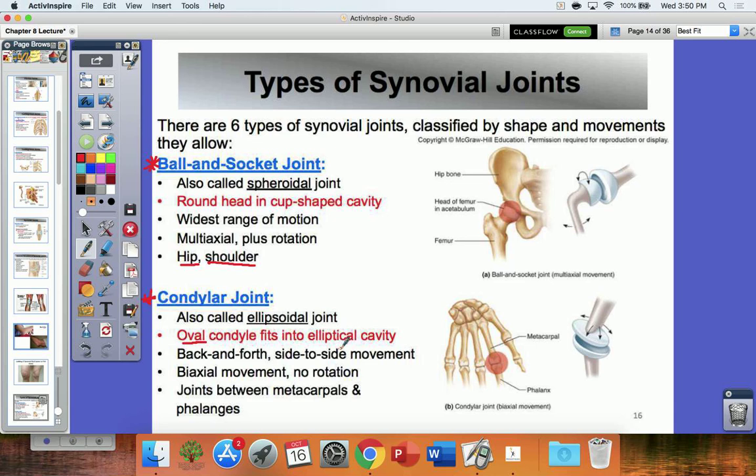And we find these types of joints between our metacarpals and our phalanges. So, metacarpals of our hands here and our phalanges. This is where you'll find condylar joints.